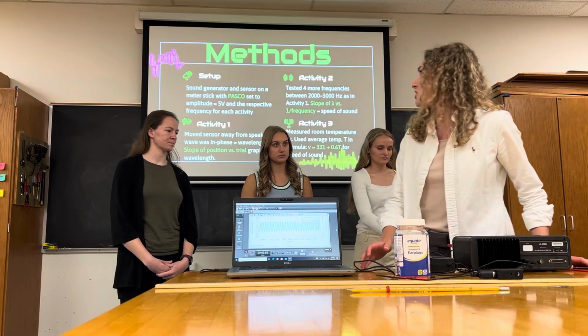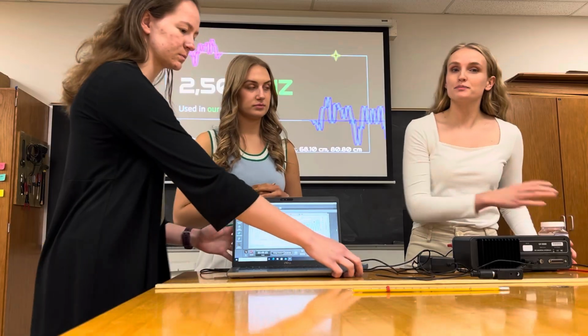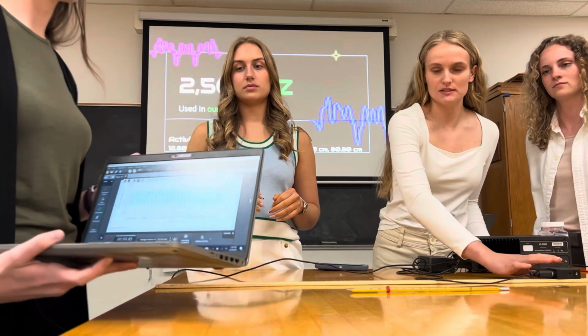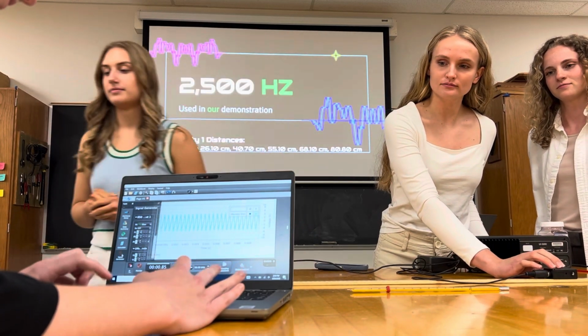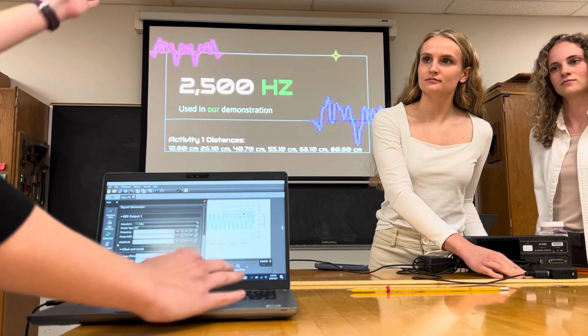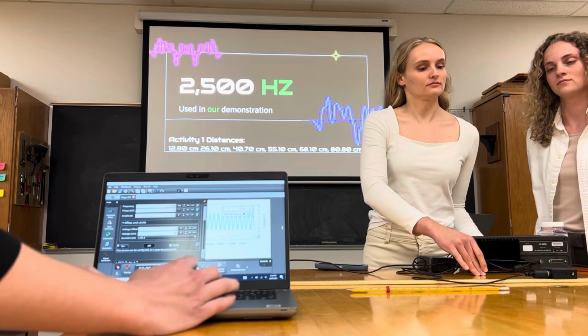Now, we're going to do a demonstration using the 2500 hertz from activity 1. Pay attention to the screen as the waves come into phase. The distances from the activities from beforehand can be seen on the screen at these specific distances, but for the purpose of this demo, we will do just a few of the distances. Here in Pasco, you can see that I have the frequency set to 2500 as stated previously, and the amplitude is 5 volts, which just affects how loud the sound would be.